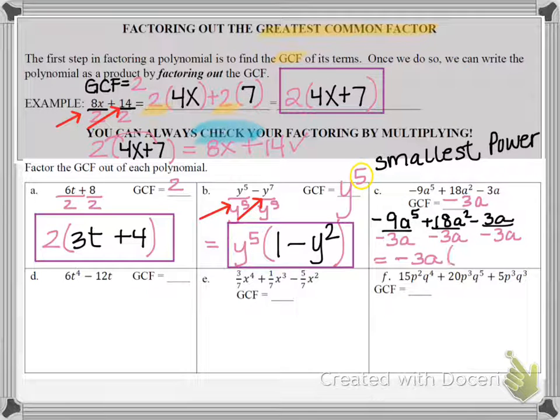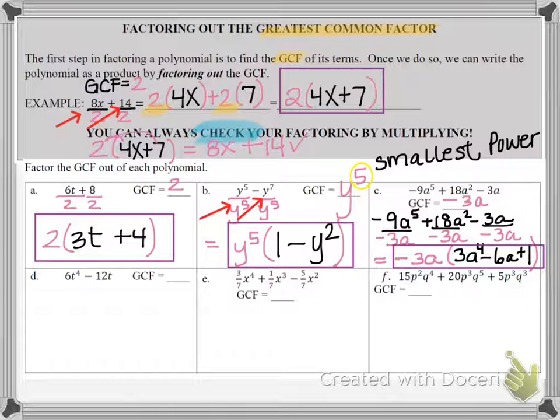So for my final answer, I have negative 3a on the outside of the parentheses. Now, when I divide, the negative 9 divided by the negative 3 becomes a positive 3, and a to the 5th over a is just a to the 4th. Then I have a plus 18 divided by a negative 3, so notice how that becomes a negative 6. And then a squared over a is just a. And then the last term becomes positive 1 because it's negative 3a divided by negative 3a.